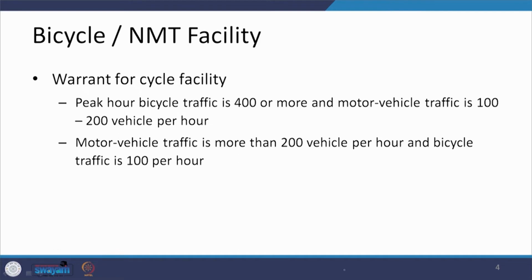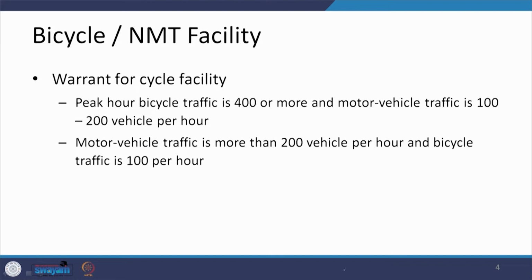In the case of a bicycle facility, when we are going to provide it or when we are not going to provide it is what is being talked about here. If you look, you will find there are two specific features on the basis of which the decision needs to be taken. One is the peak hour bicycle traffic, as shown here, and the other is the motor vehicle traffic. Depending on which type of traffic is more compared to the other, we have two warrants listed here. The first one says that if the peak hour bicycle traffic is 400 or more, and the motor vehicle traffic is as low as 100 to 200 vehicles per hour, in that case we should provide a cycle facility.